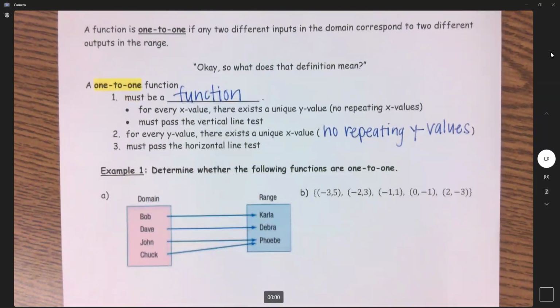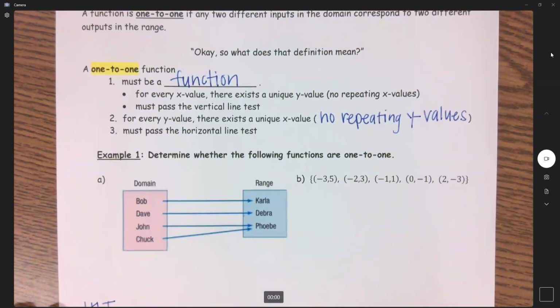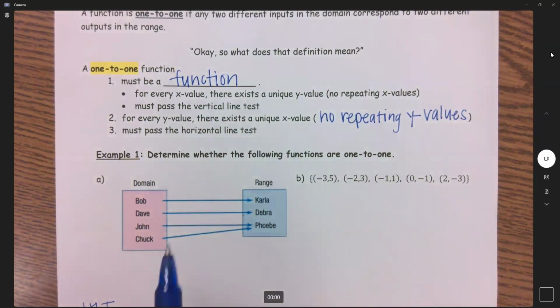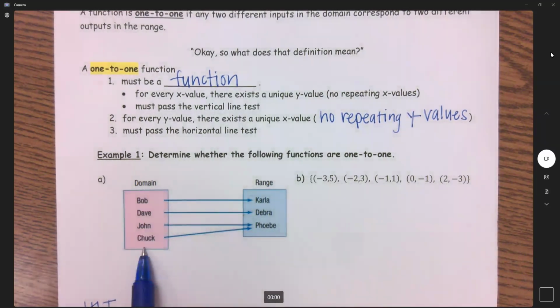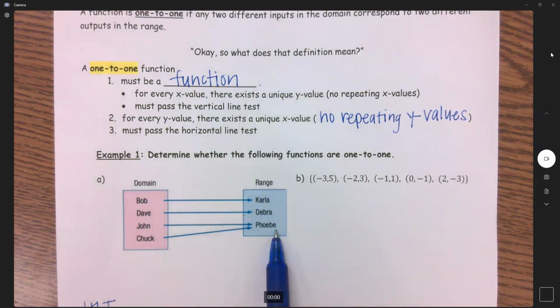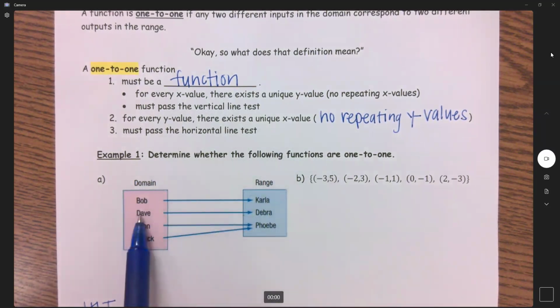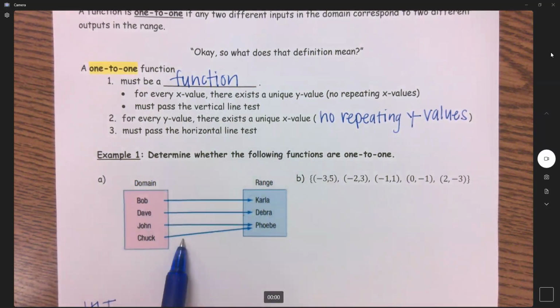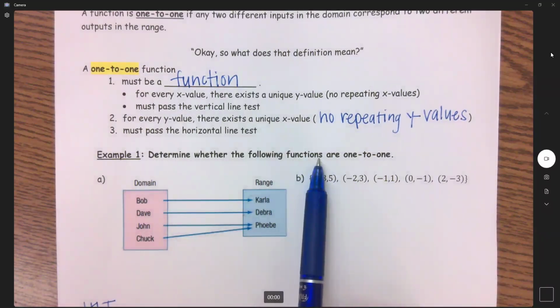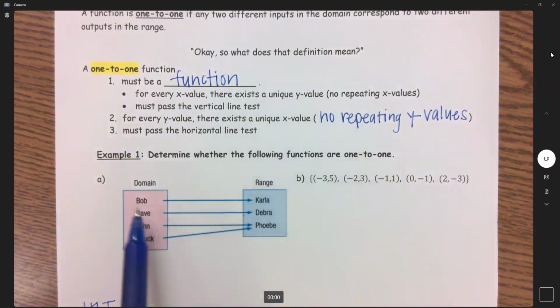So here's our first example. Example 1, determine whether the following functions are one-to-one. In this first one, I just think this is a funny example. The domain is our list of guys, and our range is our list of girls. You can see we have one line going from Bob, Dave, John, and Chuck. So it is a function. But it already told me that, right? So we already knew that our x didn't repeat. So what we're looking for is, does our y repeat?